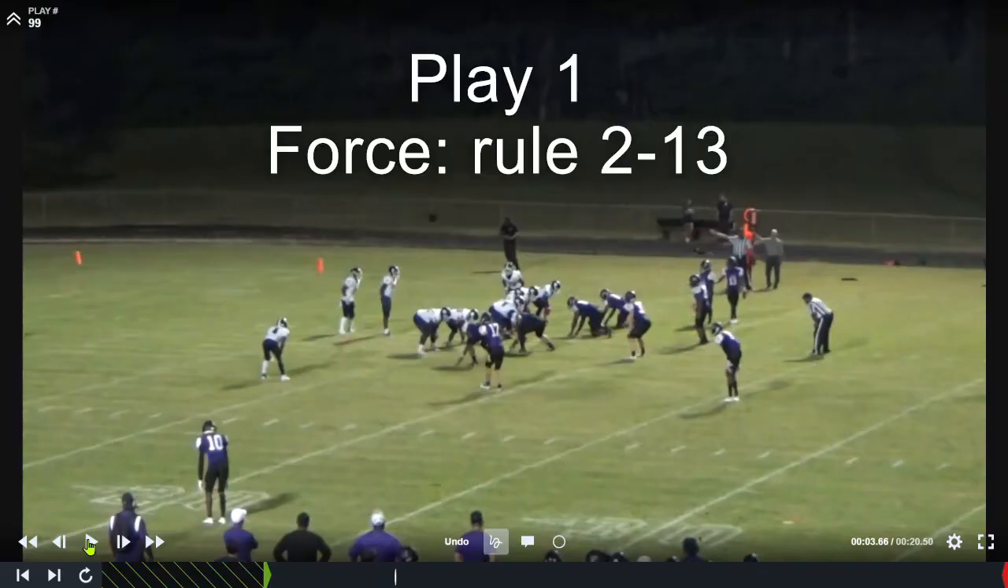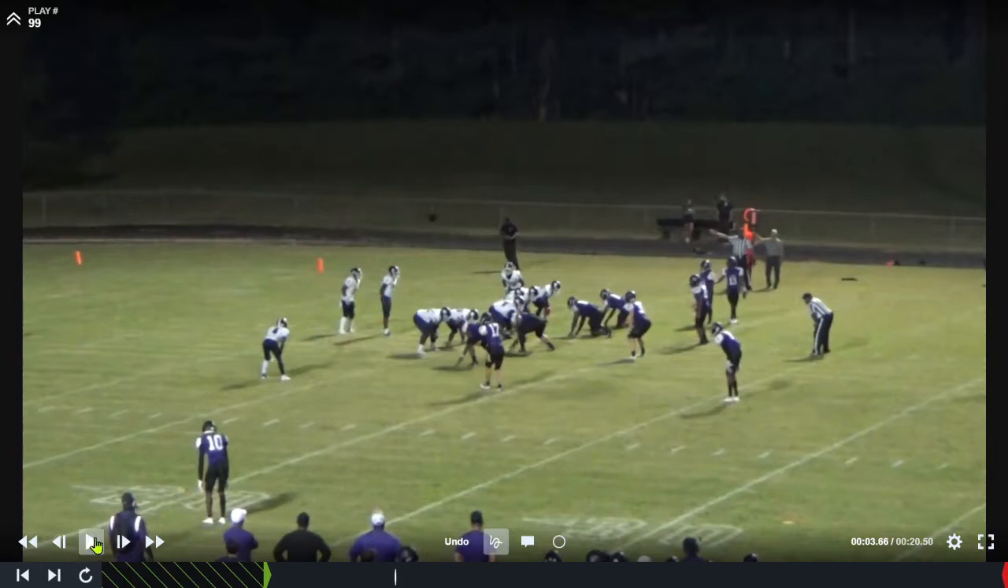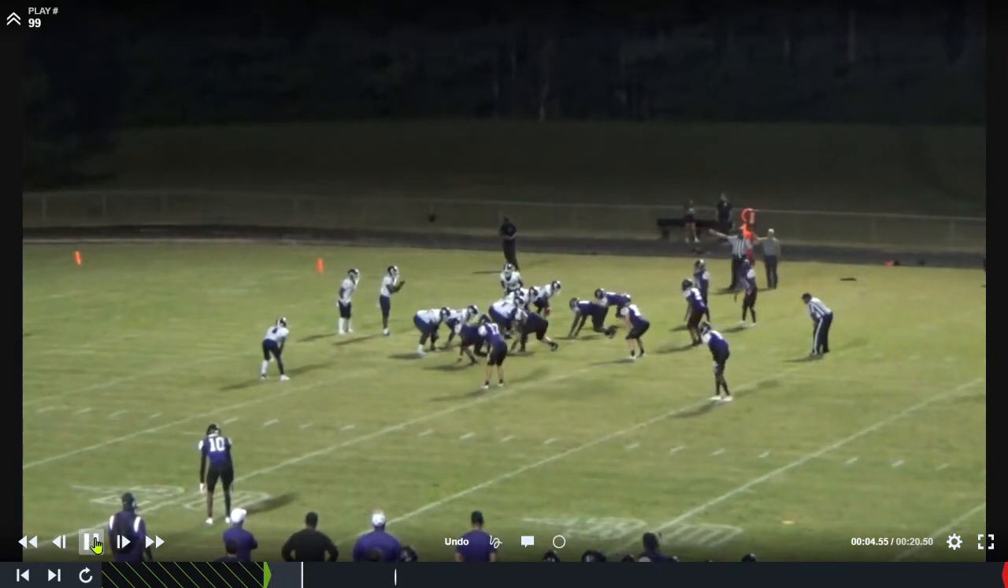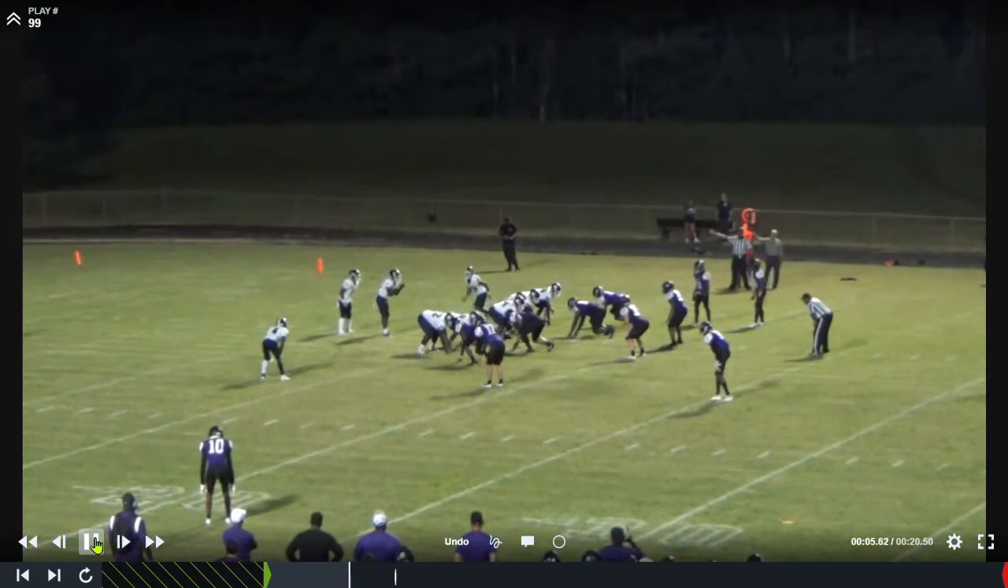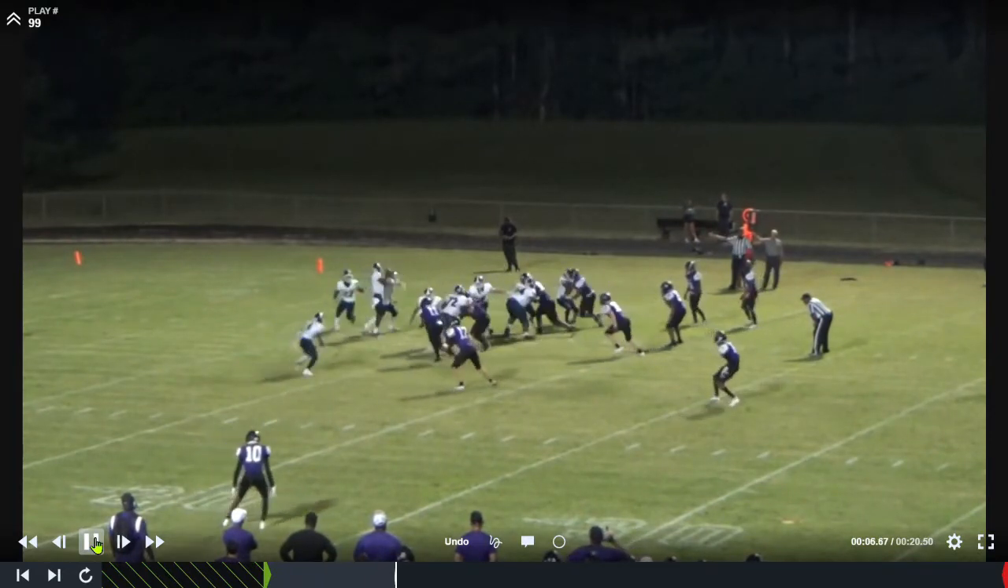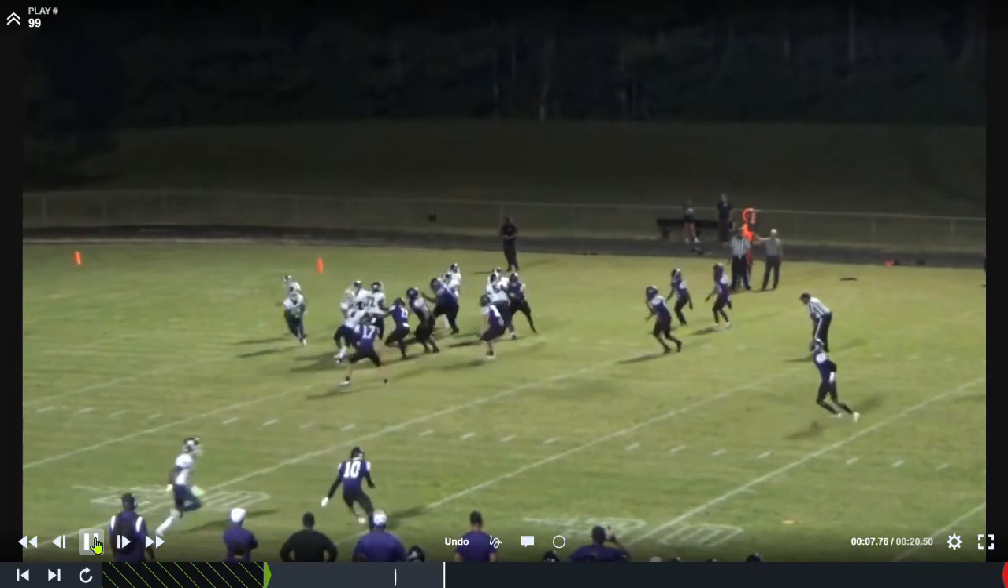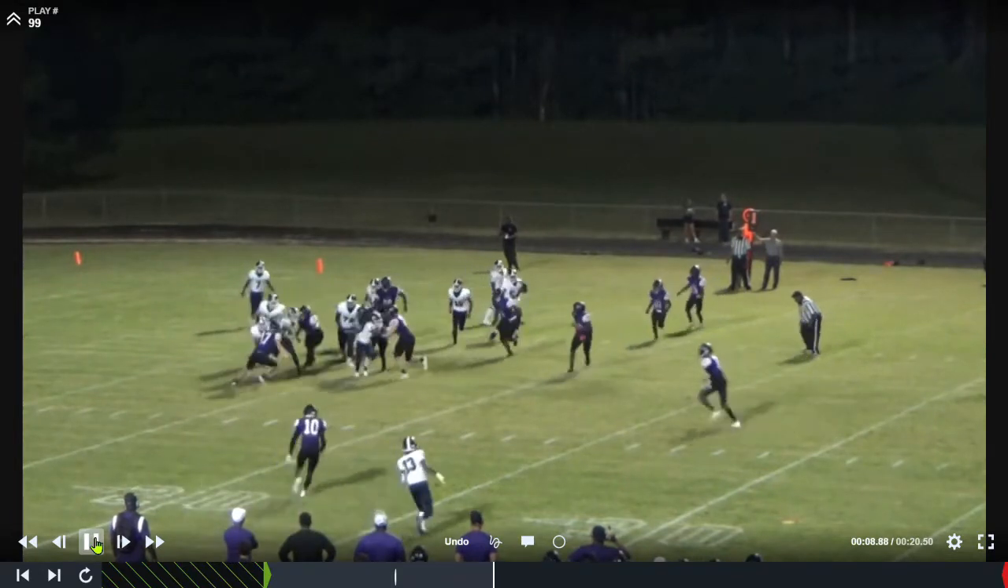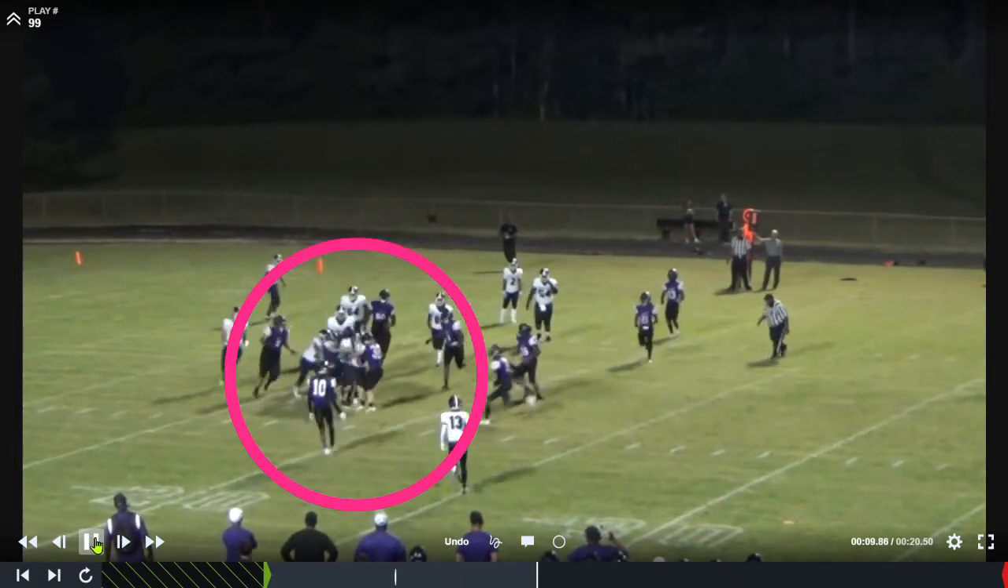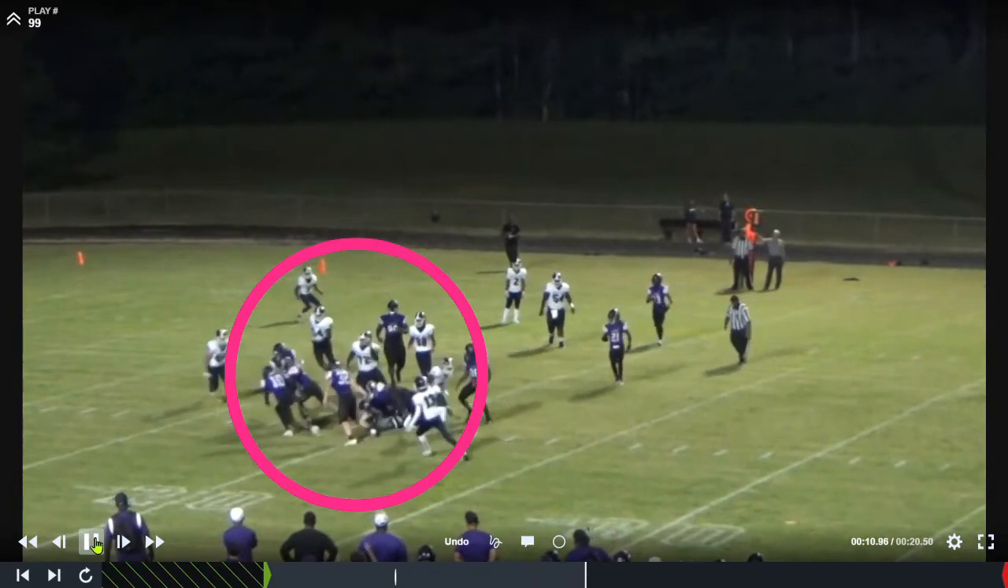So our first play this week is a really great play involving force, which is Rule 2-13. On this play, we will see that the quarterback will receive the snap and then hand the ball off to the running back. The running back makes forward progress to approximately the 19-yard line, where we will see the ball pulled out and fumbled backwards.